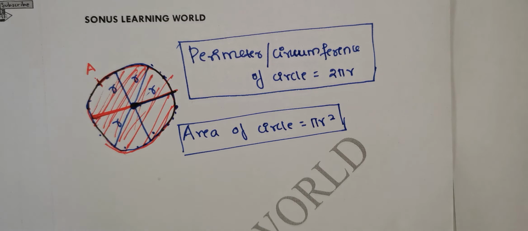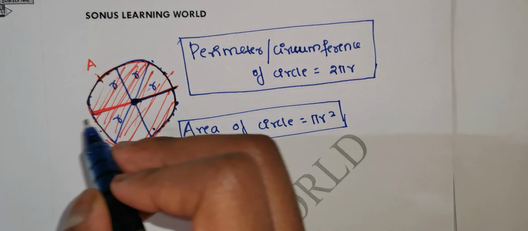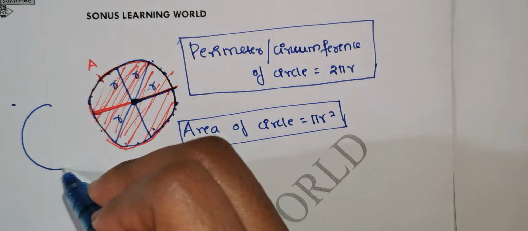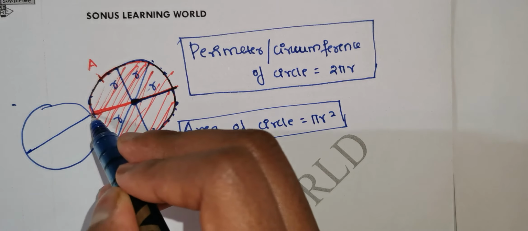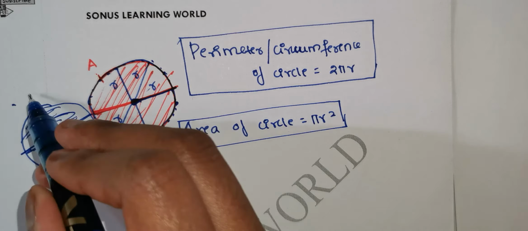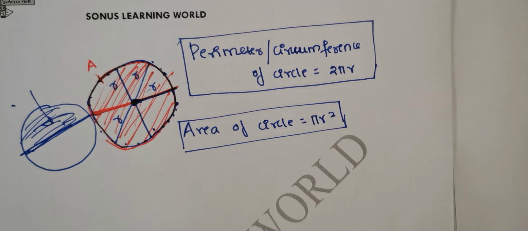Next, what is a semicircle? A semicircle means half of a circle. So this is our circle, and half of the circle is this particular portion. This portion is a semicircle, that is, half of a circle is a semicircle.